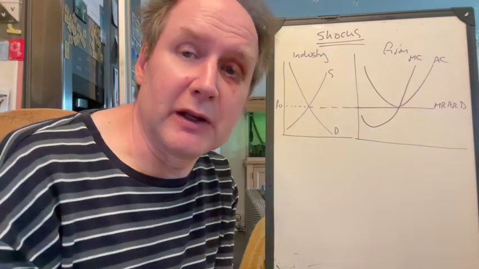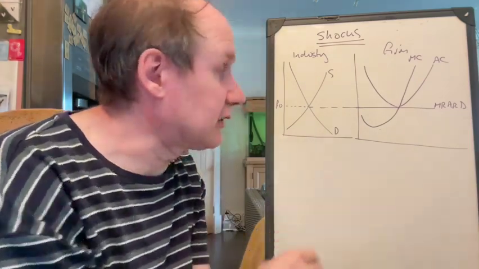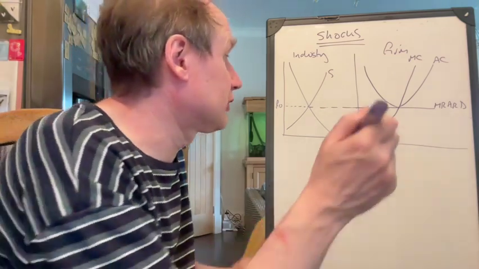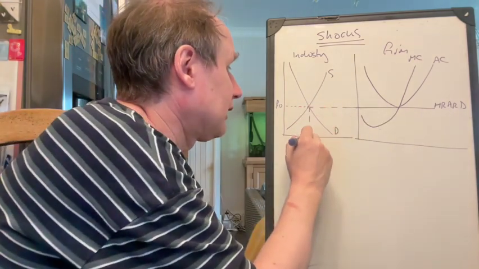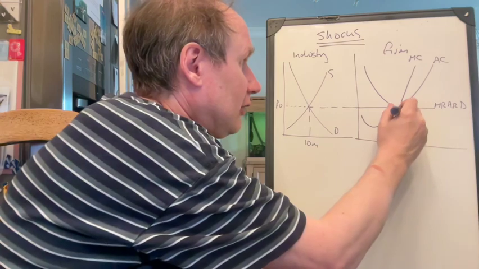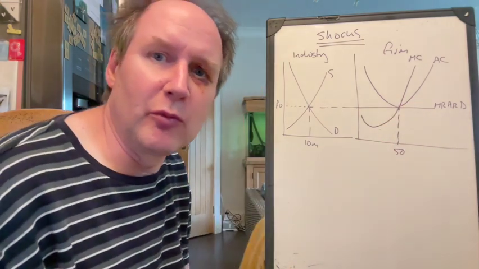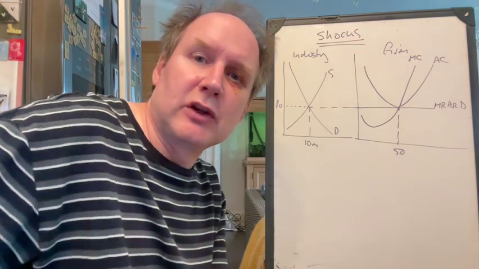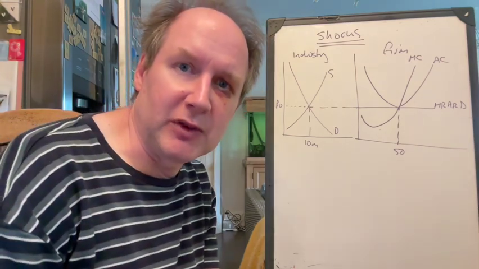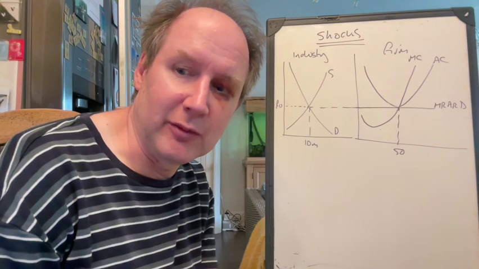Okay, so we said in the long run that we would adjust to this situation, where the firm is making just normal profit. The industry has an output of 10 million, the firm has an output of say 50 or something. So that's all very lovely, but what is the process through which that happens? So what we need to do is to disturb that equilibrium and then show how it might return.